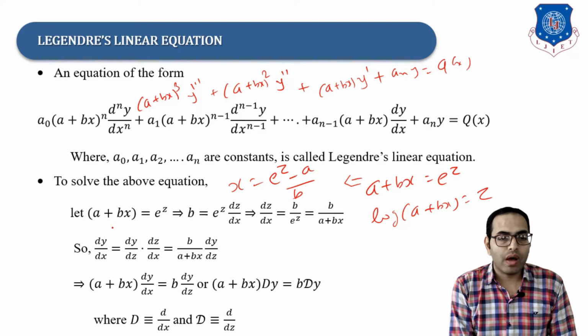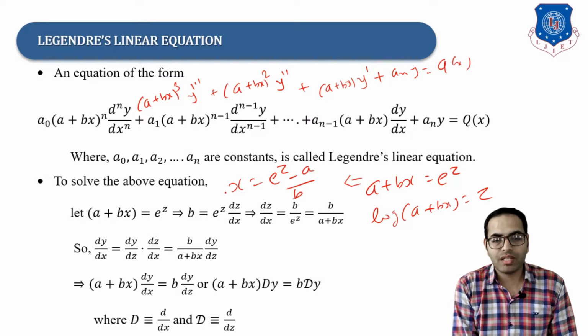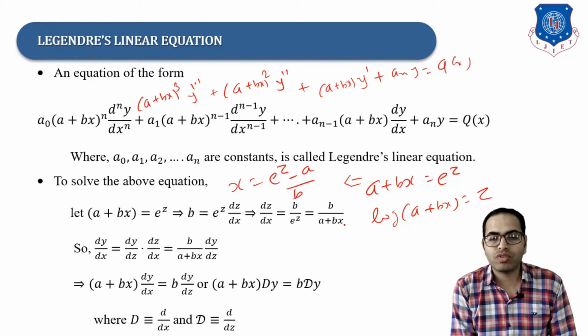Now take the derivative with respect to x. On this side we get b times the derivative of x, which is one, and that equals the derivative of e raised to z, which is e raised to z into dz by dx, and a is constant, so its derivative is 0. Now simplifying, dz by dx equals b by e raised to z, and substituting the value of e raised to z, that is a plus bx.